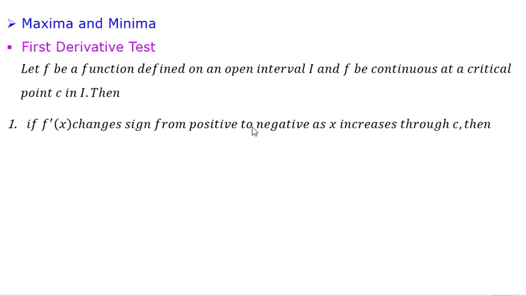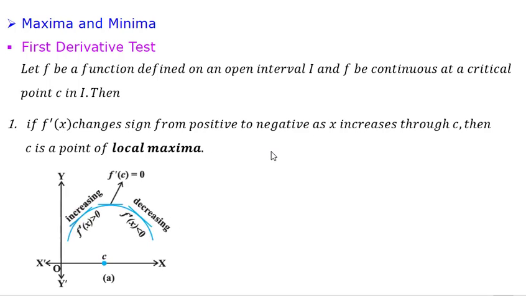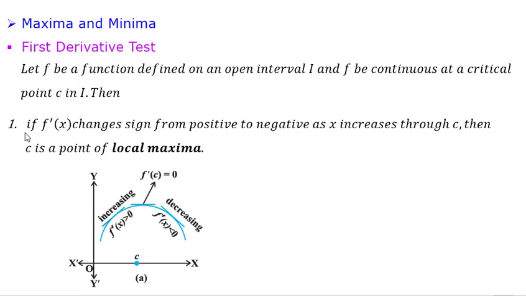Then if f dash x changes sign from positive to negative as x increases through C, then C is a point of local maxima. So what it indicates: so far we have understood that the derivative of a function at a particular point is nothing but the slope of the tangent at that point. So here we have drawn two tangents. If the tangent goes from left to right like that, then it has a value greater than 0. So for an increasing function the value of f dash x is greater than 0, and for a decreasing function the value of f dash x is less than 0.